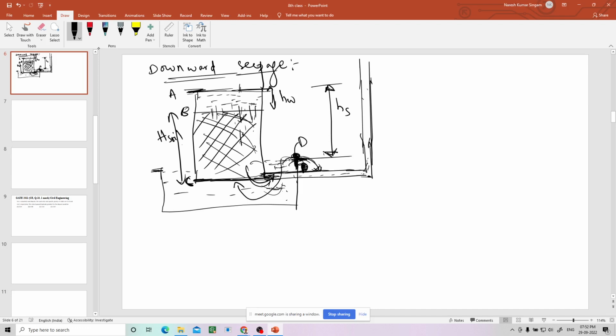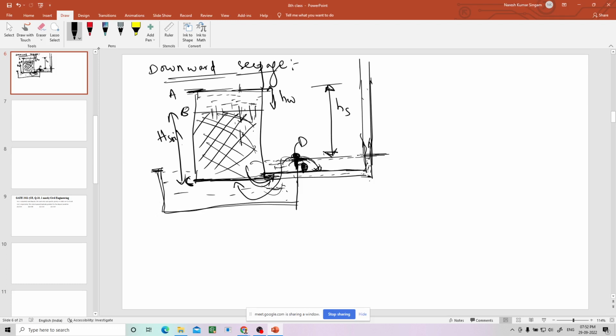It will be H soil plus HW minus HS. So that means it will reach only up to D, you are saying, basically. Why? Because the end of the water has two outlets. One outlet is this big container, whose height is up to D, and one outlet is the tube. So both outlets will have the same level.